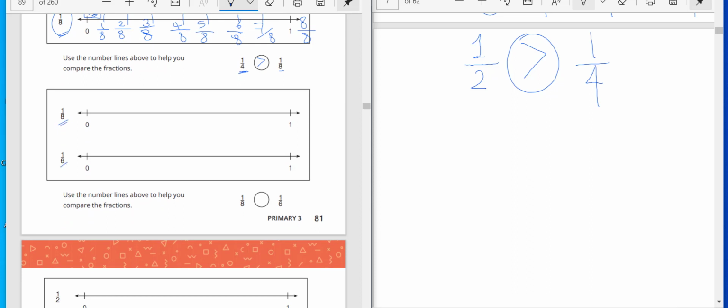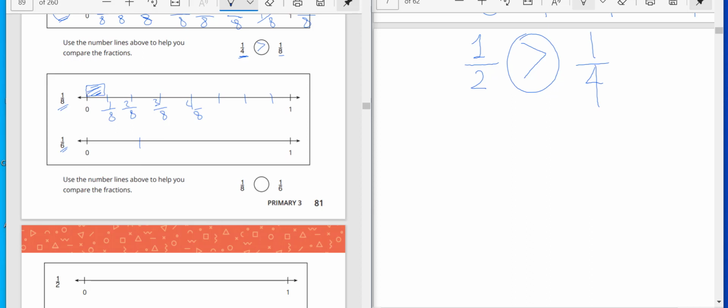Eighth and sixth. Divided it into 8 equal parts. At the first, we divided it into halves, then into fourths, then into eighths. Each part represents eighths. So we have eighths, 2 eighths, 3 eighths.